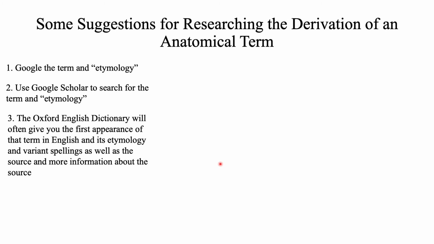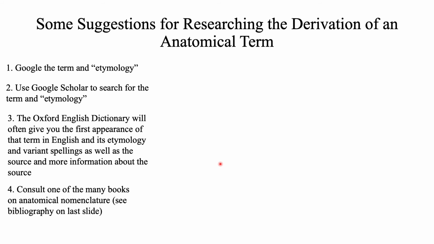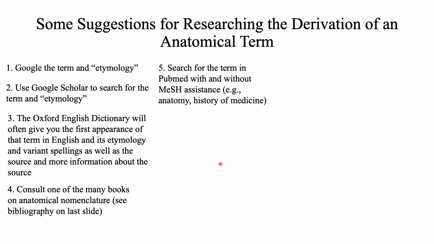You can click on the source and see what other entries in the OED are represented by that author or source. And it will give you the source and also the earliest dating. You can also consult one of many books on anatomical nomenclature. You can see the bibliography in the last slide. And you can search for the term in PubMed, with or without MeSH assistance.